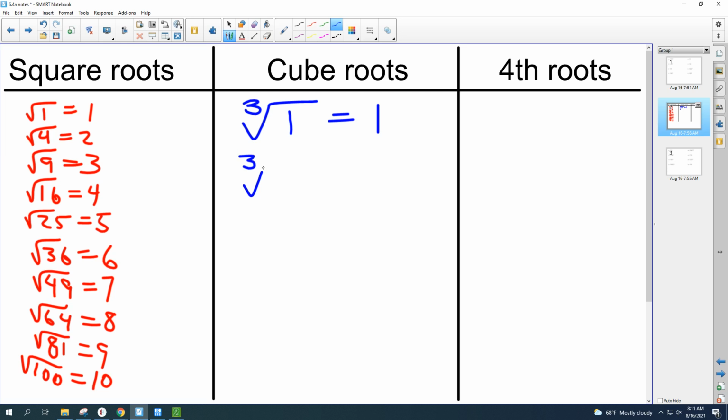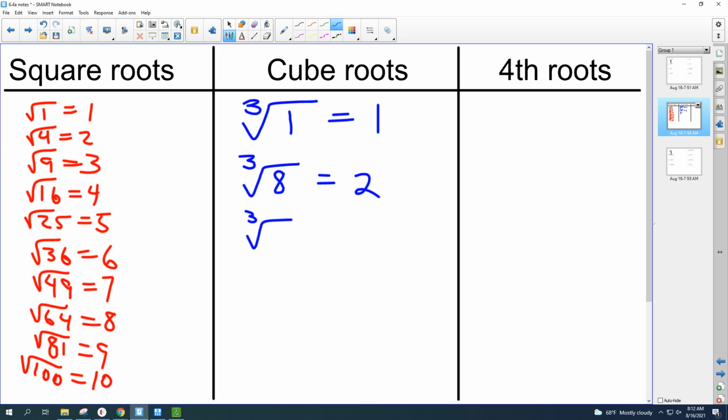So the next one, in order to think about what would go inside the radical, you'd need to think about 2 times 2 times 2. 2 times 2 times 2 is 8. Very good. So the next one that maybe we should know is the cube root of 8. That one comes up a lot. The cube root of 8 is 2. You don't have to have this memorized because you can use a calculator, but the more you know, it just helps, all right?